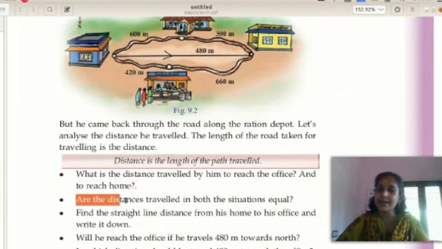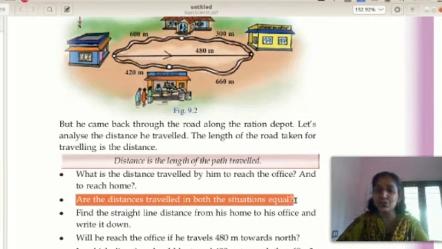Are the distances traveled in both the situations equal? No, isn't it? One value is 900 meters, the other value is 1080 meters. The values are not equal, isn't it? Yes.